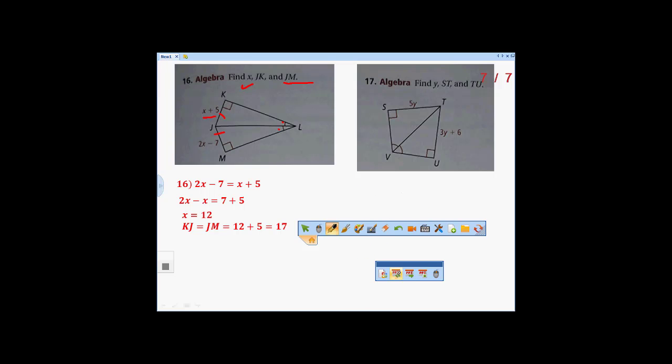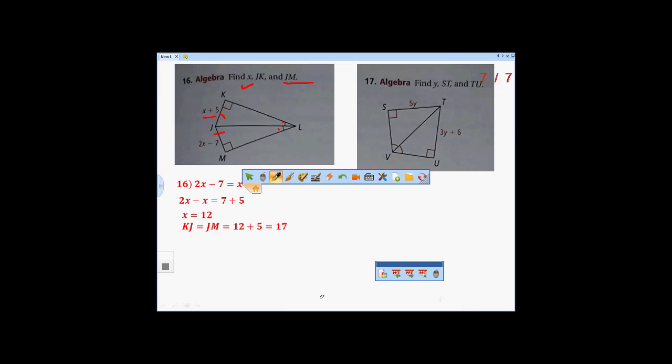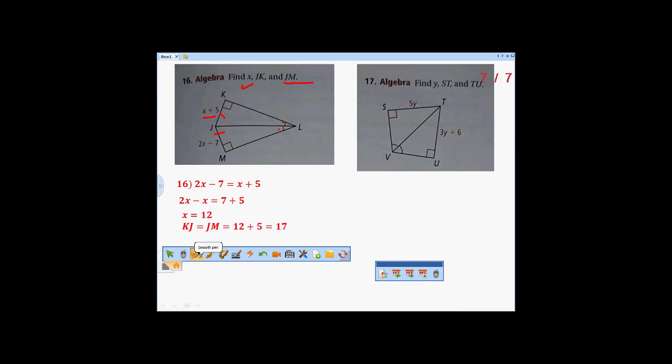So I move to another exercise, number 17. Here I want to find the value of y, ST, and TU. To find the value of y, if I look at this figure, I find that the measure of this angle is equal to the measure of this angle. You put the same signs here. And TS is perpendicular to SV. It means the measure of this angle is 90, and here also 90. So VT is a bisector for this angle, and TU is perpendicular to VU, and TS is perpendicular to SV.